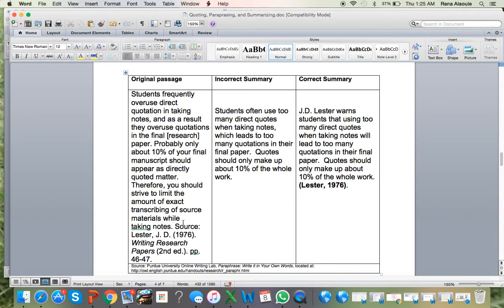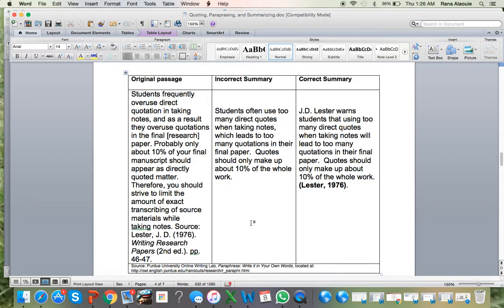Okay, now an example of a summary. You can see the length of the original passage, the same passage that we've been reading. The incorrect summary. Students often use too many direct quotes when taking notes. Again, some of this is verbatim, and I'm sorry, let me read this. Okay, too many quotes in their final paper. Quotes should only make up 10% of the whole work. Actually, what's wrong with this, now that I'm rereading it, sorry, is there is no citation here.